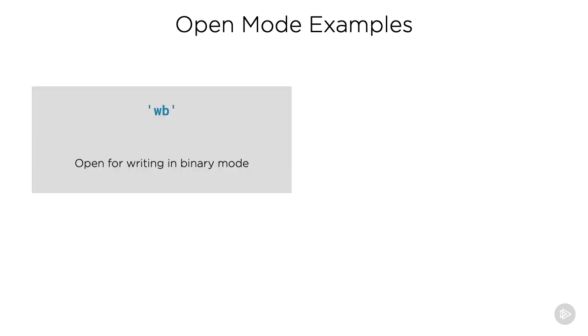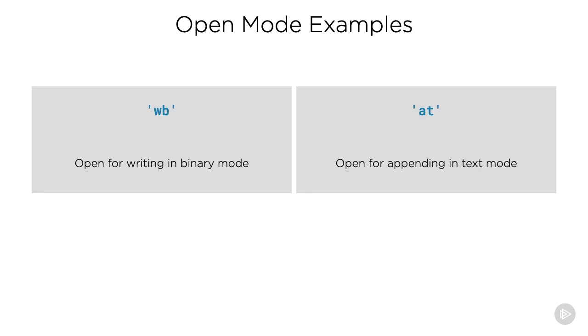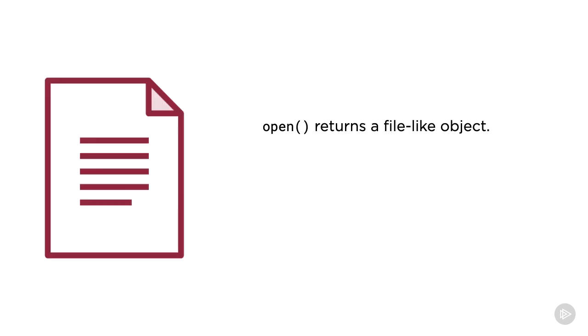So typical mode strings might be WB, write binary, or AT, append text. Although both parts of the mode code support defaults, we recommend being explicit for the sake of readability. The exact type of the object returned by open depends on how the file was opened, dynamic typing in action. But for our purposes, it's sufficient to know that the object returned is a file-like object, and as such, we can expect it to support certain attributes and methods.